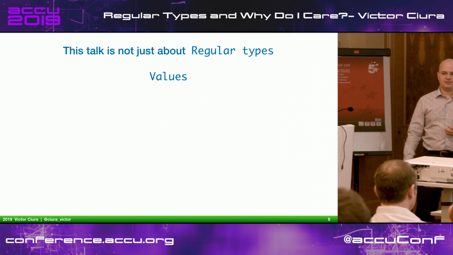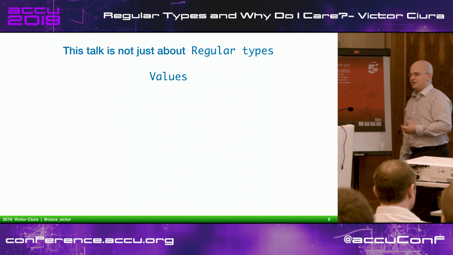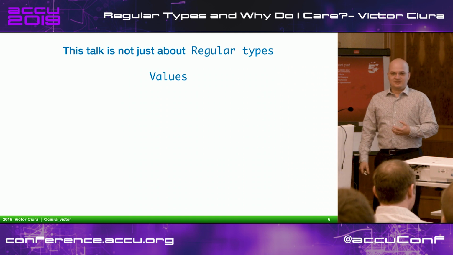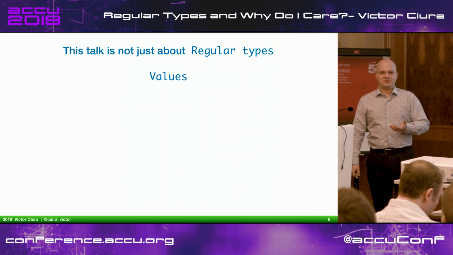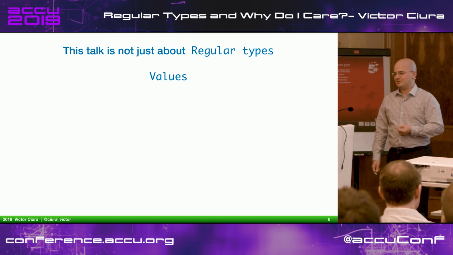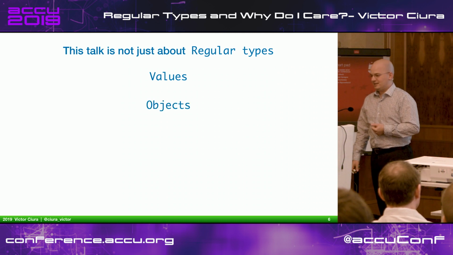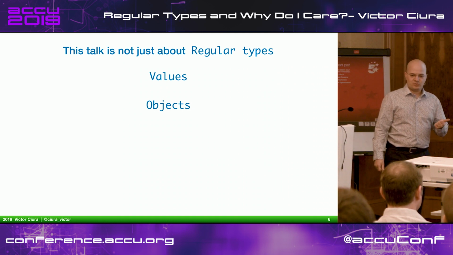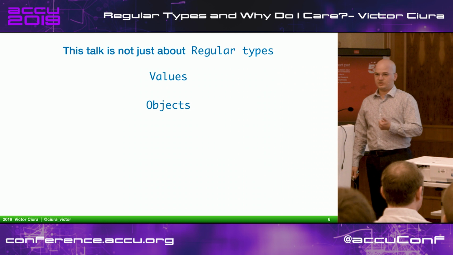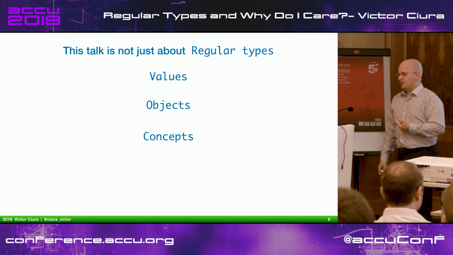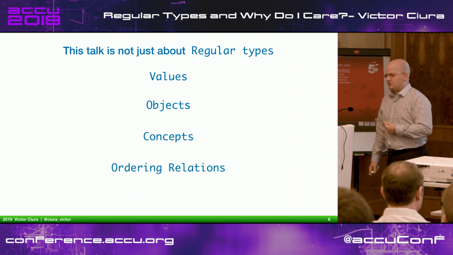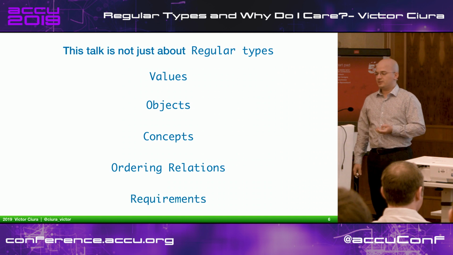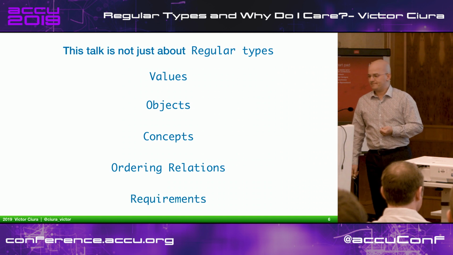If you've been in Herb Sutter's talk, you've certainly heard that values are the values of C++ programmers. So these should be important for us. We're going to talk about objects, but not as in object-oriented programming, as in what objects are in memory. We're going to spend some time on concepts, ordering relations, and requirements on types.